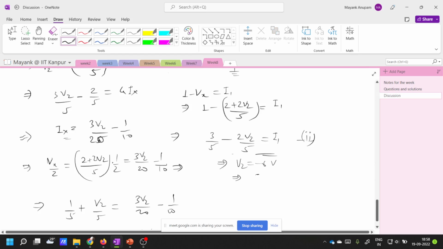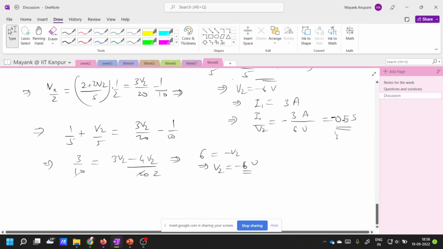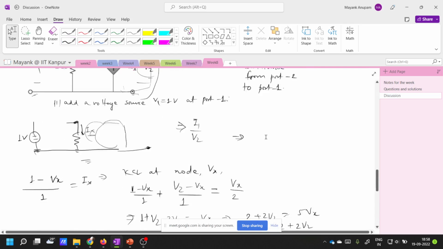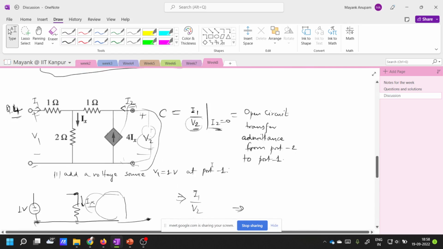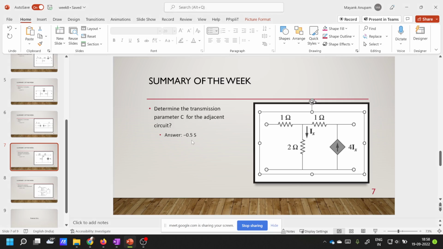So I'll find out what happens to I1. What is I1? 3 amperes. So what is I1 by V2? It's equal to 3 ampere by minus 6 volts, which becomes minus 0.5 Siemens. Correct? Yeah, so that is the answer. Minus 0.5 Siemens. Okay. So yeah, this is the answer of this question, the fourth question. This is what is also written here.